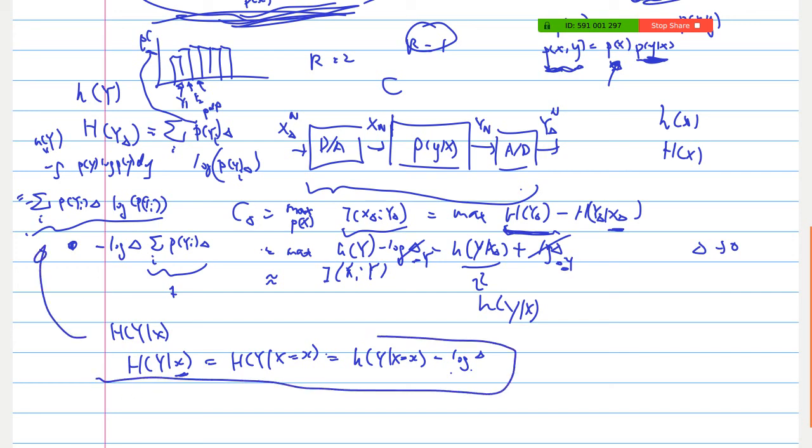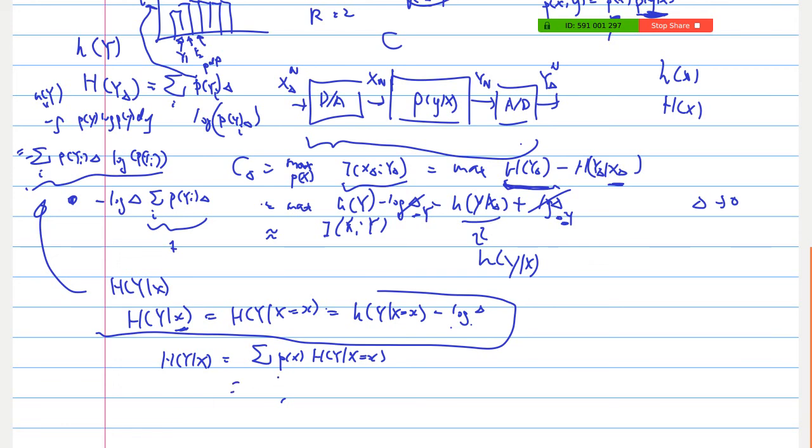Of course, I can go through this, but it is redundant, because what I'm doing is only for x equal to small x. Then h(Y given X) is just the average over p(x) of h(Y given X equal to x). Then you do the average, and of course this is just the sum over p(x) of h(Y given X equal to small x) minus log delta, right?